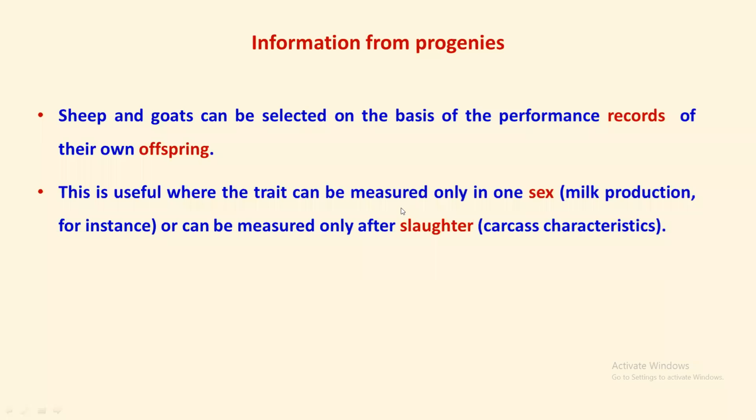So if you want to select the animal for carcass characteristics, you have to slaughter the animal, right? So after slaughtering, there is no use of selection. In that case, you slaughter its progenies, or you record the pedigree information. If you have the progenies, you take the information on the carcass characteristics of the progeny, and based on that progeny trait, you can select the buck, that specific buck or doe.